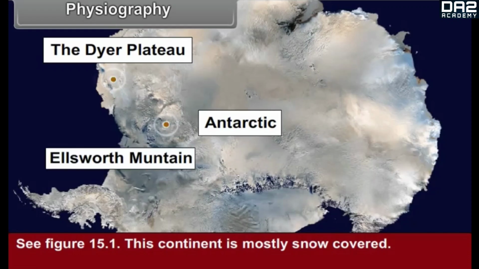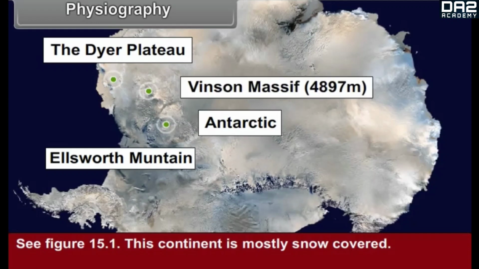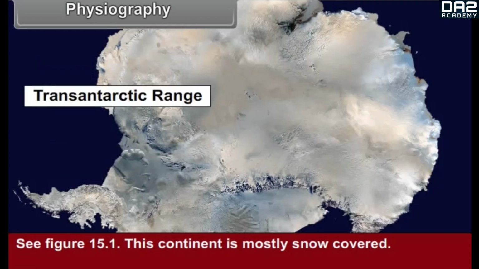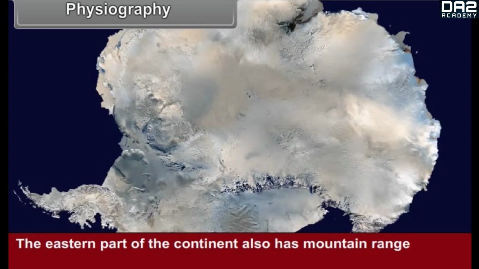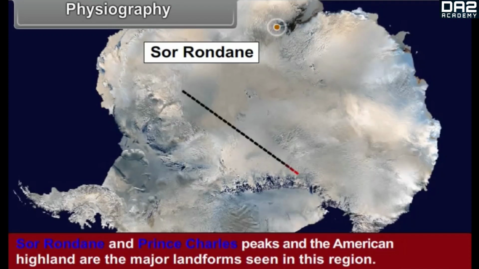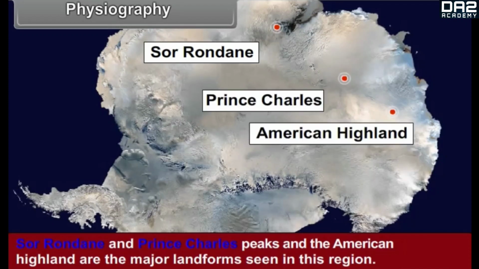Ellsworth Mountain is to the south of it. Vinson Massif, 4,897 meters, in this mountain is the highest peak in this continent. The Trans-Antarctic Range extends from Pensacola near the South Pole till Mountain Murchison. The eastern part of the continent also has a mountain range. Sir Rondane and Prince Charles Peaks and the American Highland are the major landforms seen in this region.